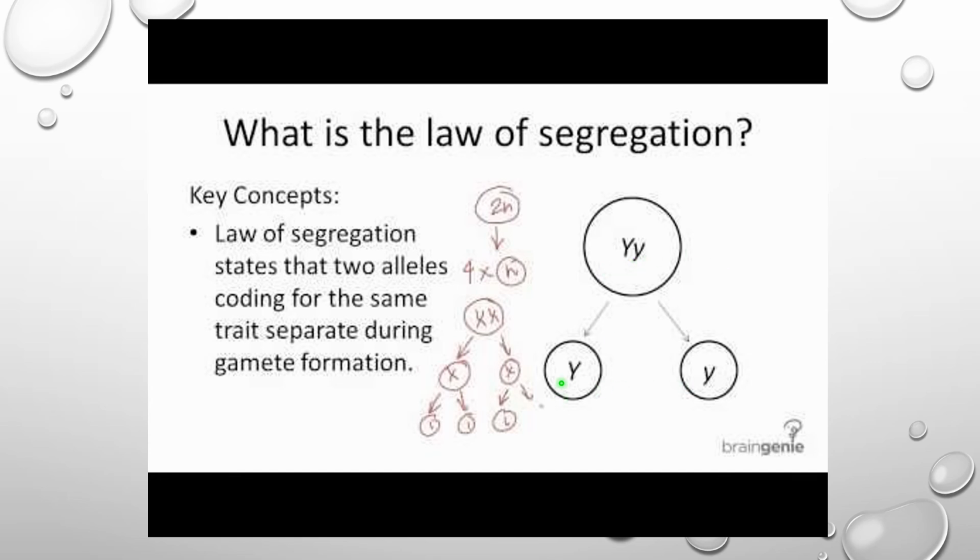Now these are the steps involved in gamete formation. When gamete formation is taking place, there is a separation of capital Y and small y. That is, these alleles are separated. That is the law of segregation. Segregation means separation. The law of segregation states that the two alleles coding for the same trait separate during gamete formation. Now let's see what is the next law.